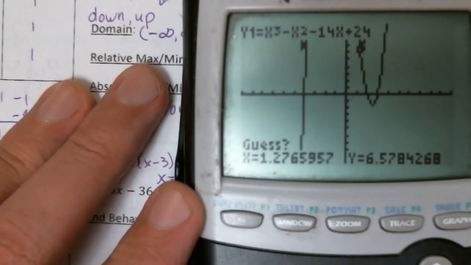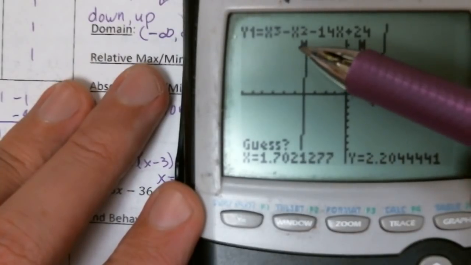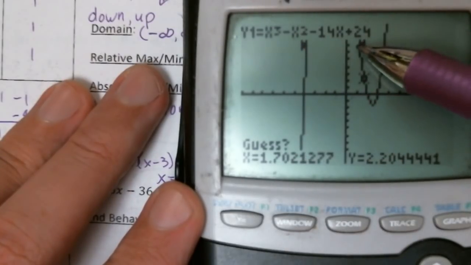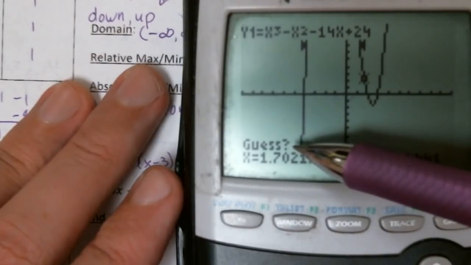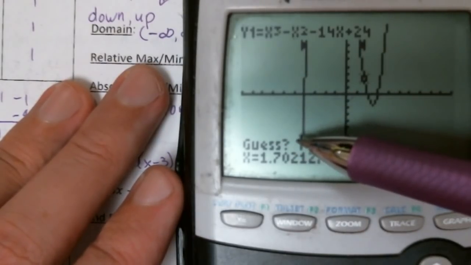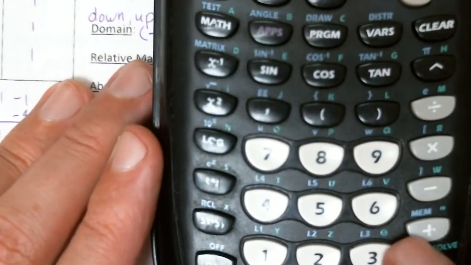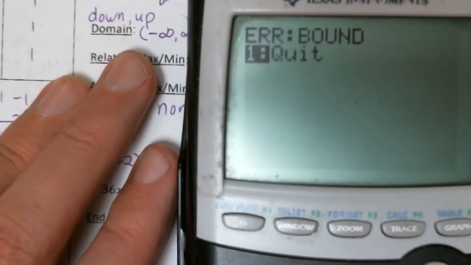Press enter. And now notice, guys, I've got it bracketed. I've got Mr. Spidey on the left. I've got Mr. Spidey on the right. Now my calculator says, Mr. Manise, do you want me to find this spot? Do you want me to guess? Yes, Mr. Calculator, I want you to guess. I'm going to press enter one more time.